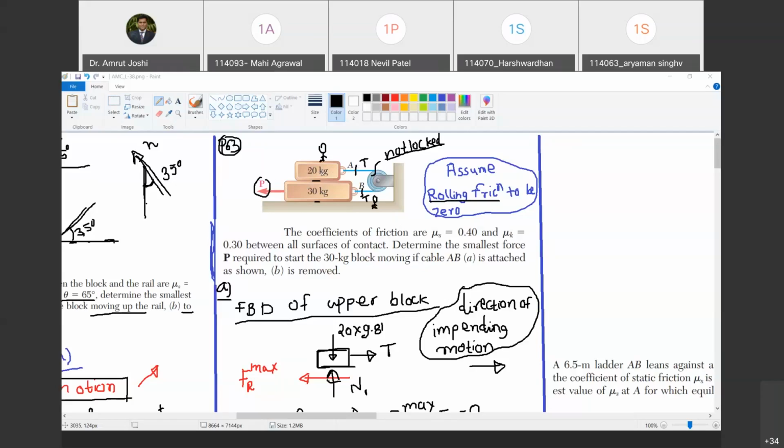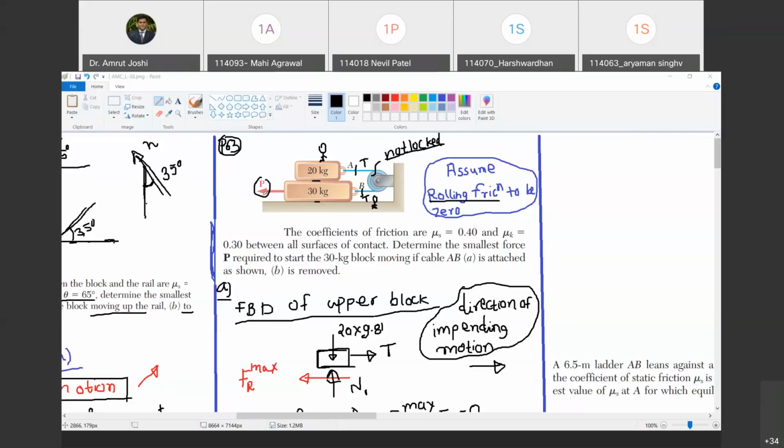But now there is no such restriction here. The moment I remove this cable AB, the block starts moving towards left. 20 kg block will be also taken along. Are you with me? Yes, sir. And now there is no necessity of computing tension because it is absent. There is no string at all. Are you with me? Yes, sir.